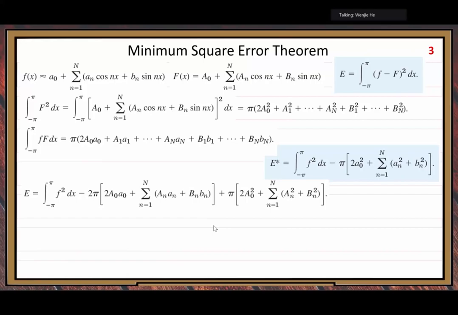And which one is larger, which one is smaller. For the general E, we have freedom to choose, right? But for the one special selection, for capital A and capital B, we use the Fourier series coefficients. Then we compare. All right?